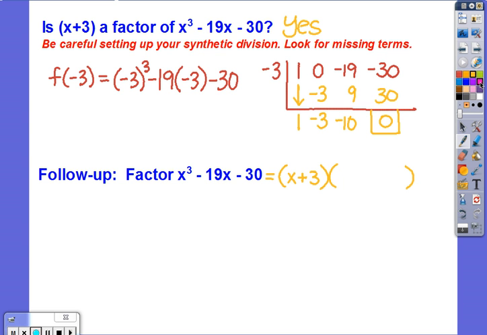And actually, would you believe that our answer right here is the other piece? So x squared minus 3x minus 10 is the other piece, because we took this and divided it by x plus 3, and we got x squared minus 3x minus 10. And so this is equal to this times this. Well, this isn't factored all the way, so we could do one step better and have a nice final factored form.